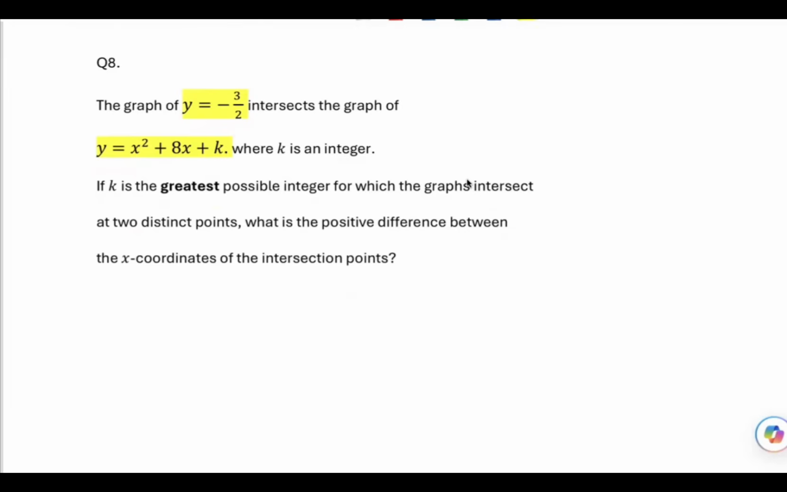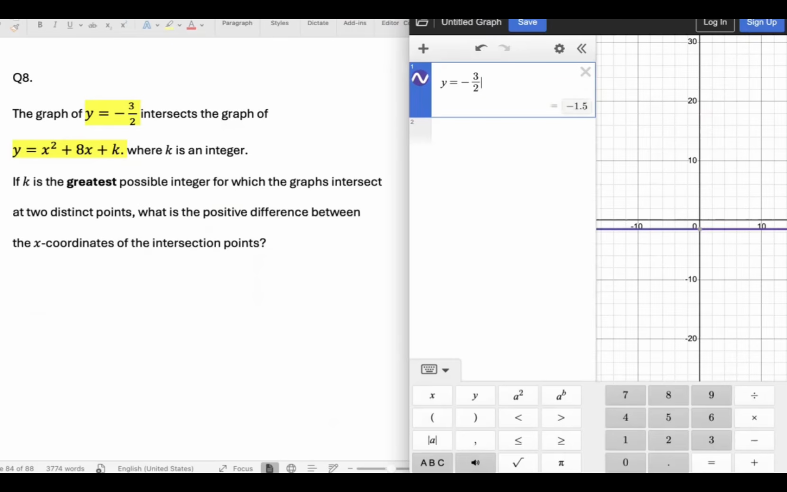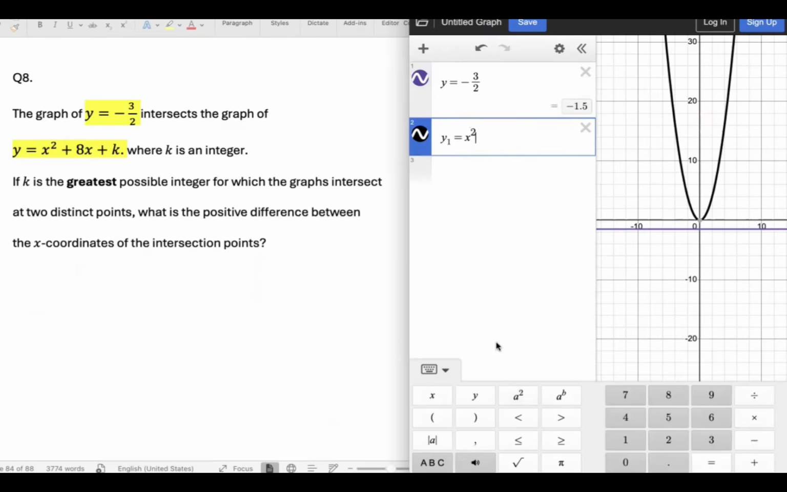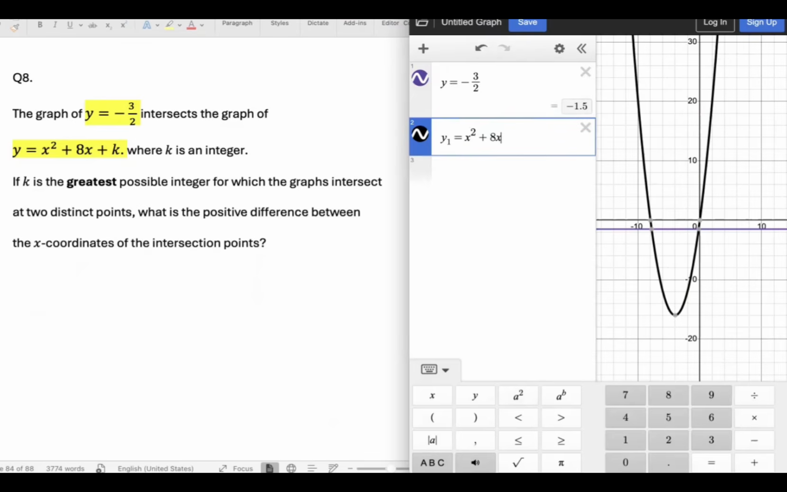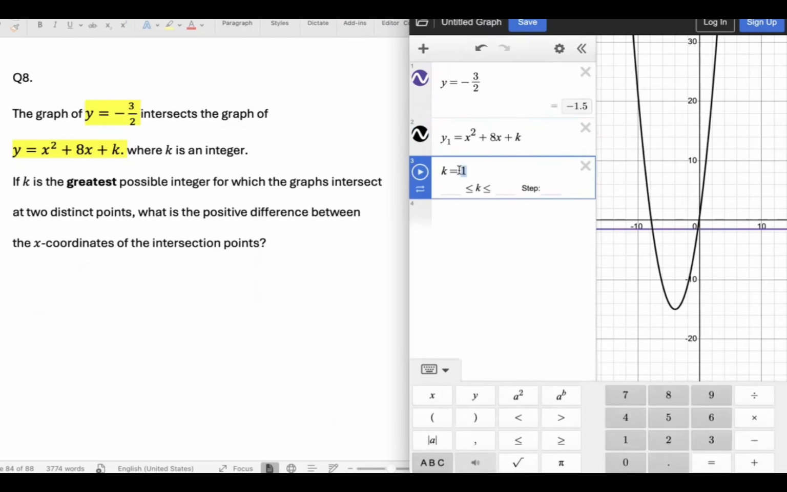You know, y is equal to that. Therefore, these two functions are the same. You have x squared plus 8x plus k is equal to minus 3 over 2. I'll put this in Desmos and see what happens. First, we put y is equal to minus 3 over 2. Then the second function, we say y1 is equal to x squared, the second expression, just put it in. Now pick a slider and you have this function. But don't forget, we're looking for the greatest possible integer k for which the graph intersects. This is not your answer. K is not just 1. We want the greatest number for which they still have a solution. That's what they mean. Interpret it.